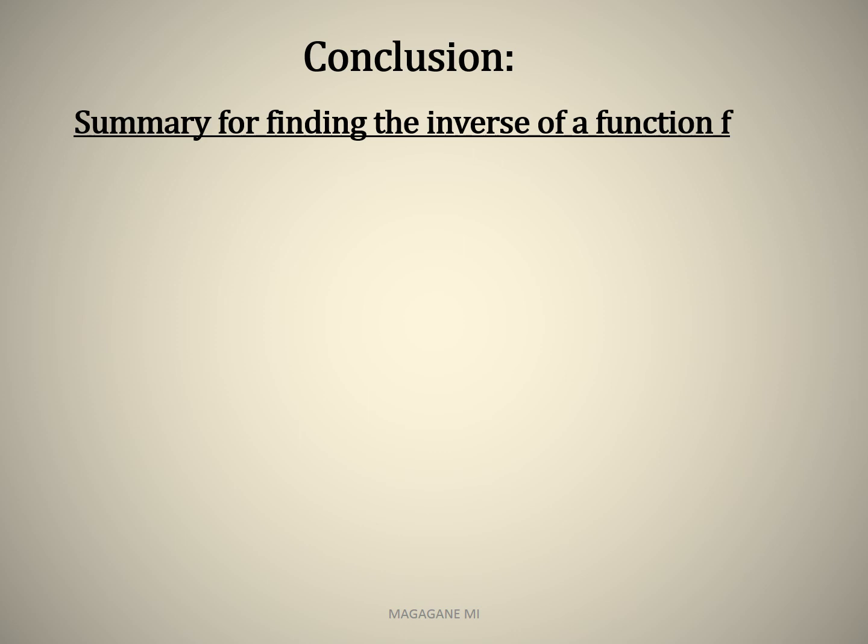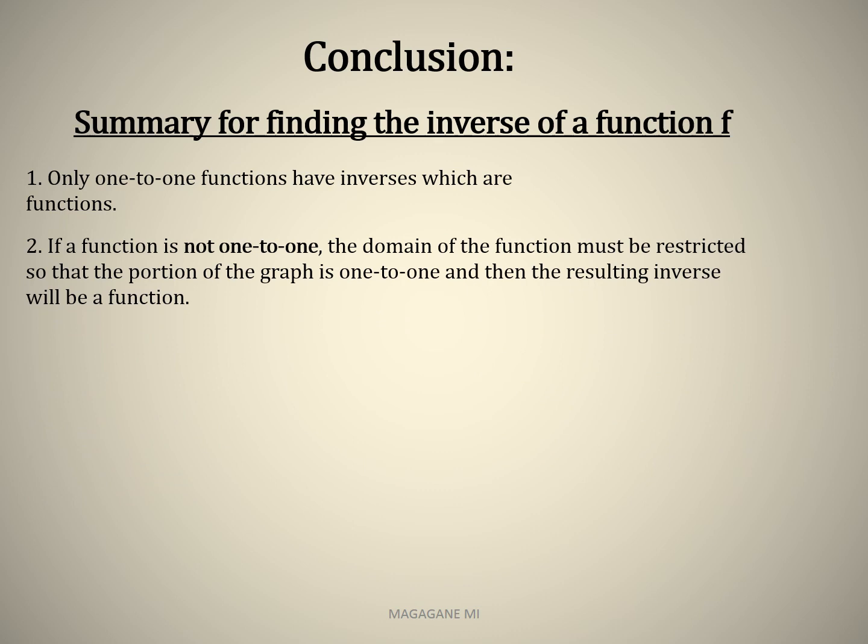Looking at the inverses of many-to-one and one-to-one functions, we find that one-to-one functions have inverses which are functions. If a function is not one-to-one, the domain of the function must be restricted so that the portion of the graph is one-to-one and the resulting inverse will be a function. So we always restrict the domain of a many-to-one. We don't restrict the domain of a one-to-one. We restrict the domain of a many-to-one function so that it becomes one-to-one, and so that its inverse also becomes a one-to-one function.